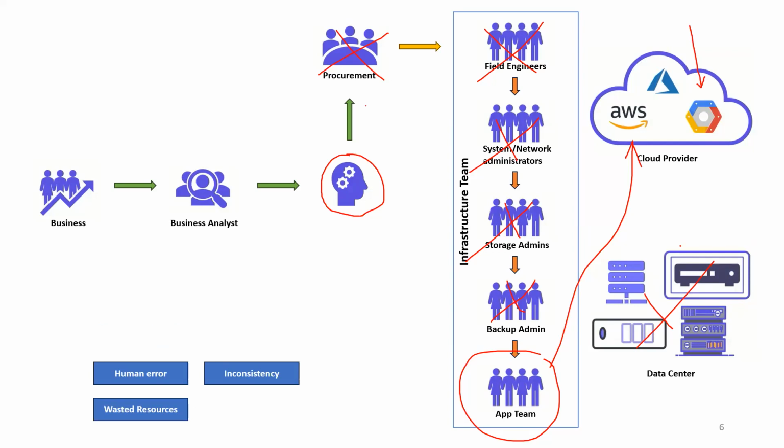Now tell me, how many teams are working? Very few teams are working here. So that is the reason the human error is very less, because when many people are working, there is a chance of human error. But here the workers are less, the teams are less, so maybe if human error is there, it will be less. The inconsistency is also less anyway.